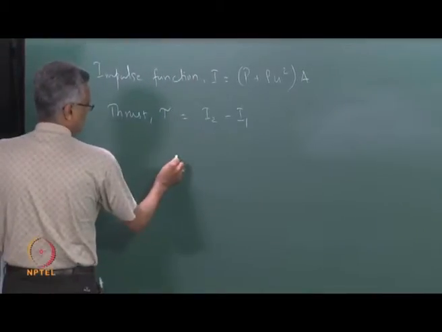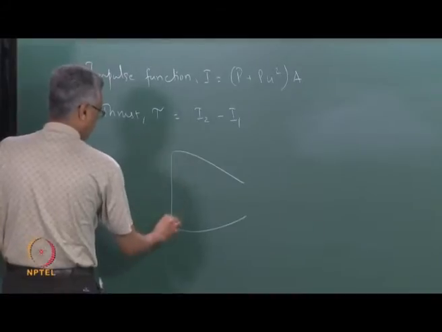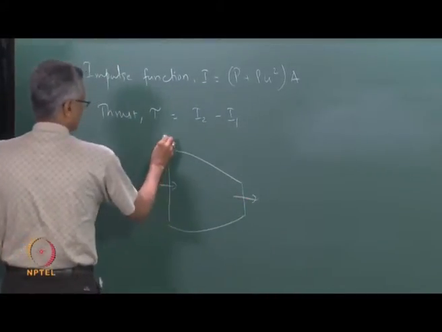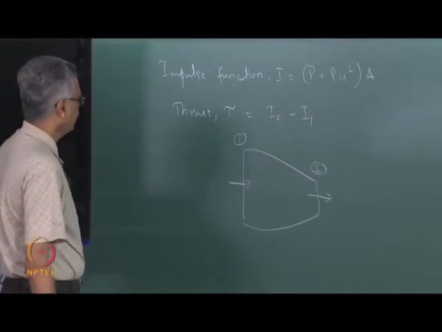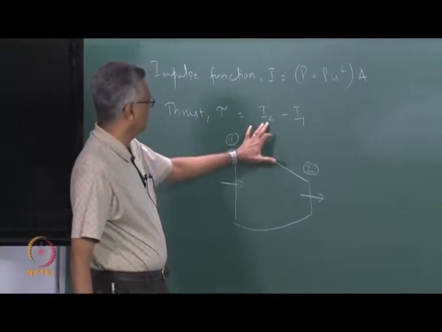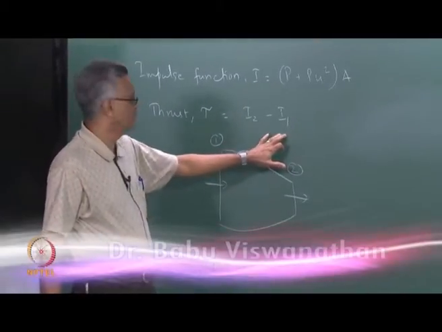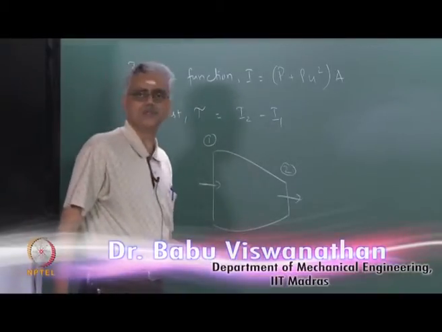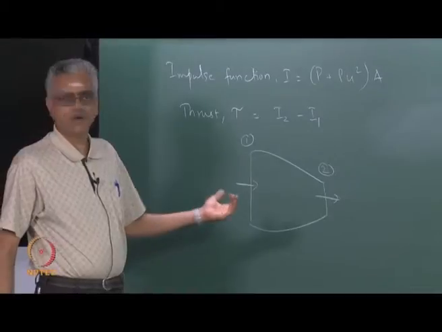So, if you look at a convergent nozzle, for example, let us say this is state 1 and this is state 2, then the net force acting on the nozzle can be evaluated by subtracting I1 from I2. Now, in this particular case, we do not know whether the nozzle is going to produce thrust or whether the force is going to be in the opposite direction.